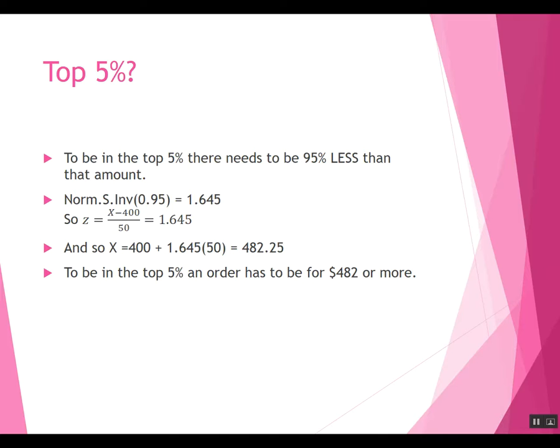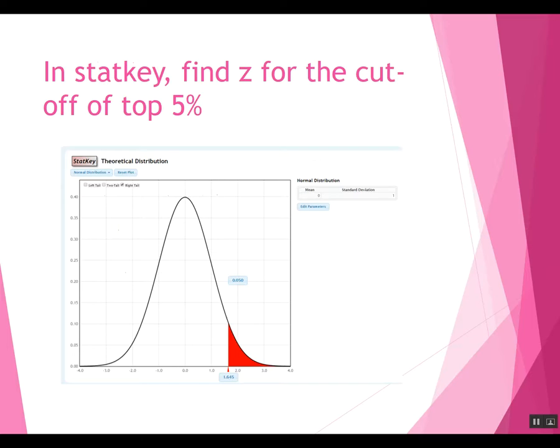A z-score formula: if we know z, we can find x. If we know x, we can find z. And in StatKey, the way we would do it is we would tell StatKey that we wanted to be in the top 0.05, that the right tail is 0.05, and then it would tell us the 1.645.